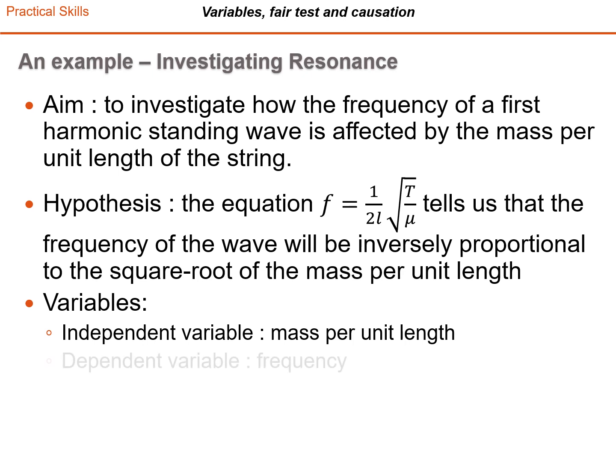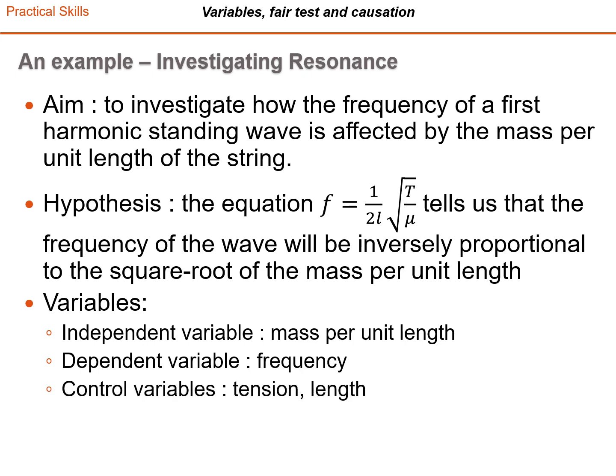The dependent variable here is the frequency. This is how the frequency is affected by the aim. The control variables then here will be tension and length, and we choose those because those are the other two factors within the equation that we are not adjusting or measuring, and so we must keep these the same.